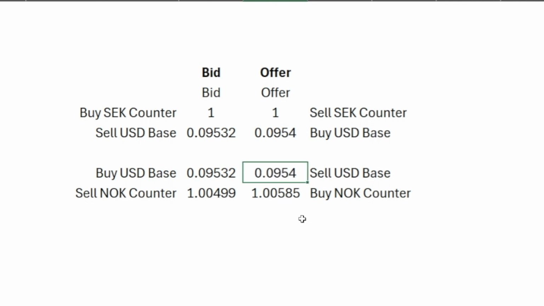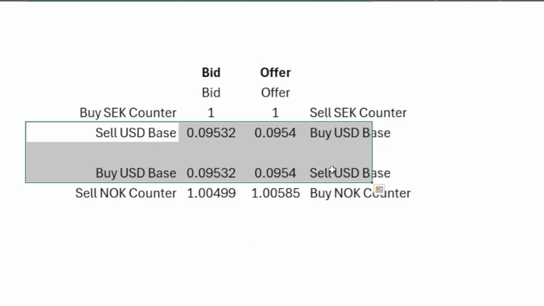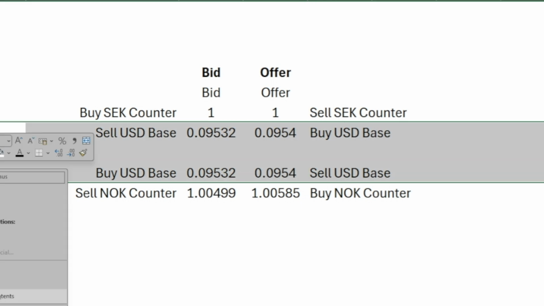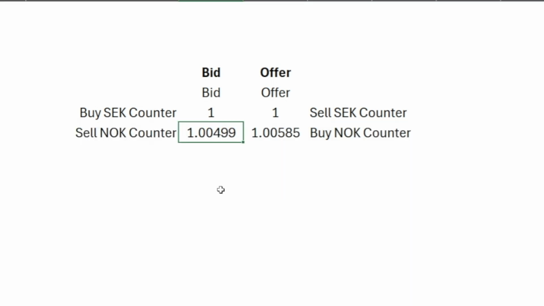What we have managed to achieve now is these values will set off exactly. Selling USD base 0.09532 and buying the base 0.09532, these values set off, as well as the two offer rates. So if we hide these because they cancel out, we will now have the cross rate. Buying 1 Swedish krona as the base rate will render that many Norwegian kronas. On the other side, in the offer rate, that would be the amount of Swedish kronas purchased.